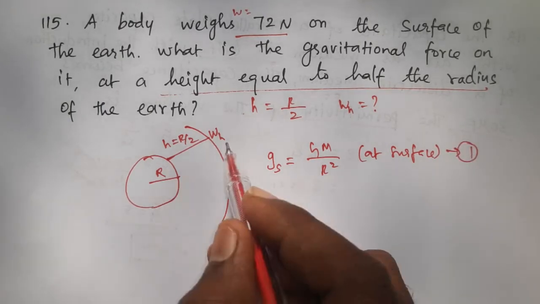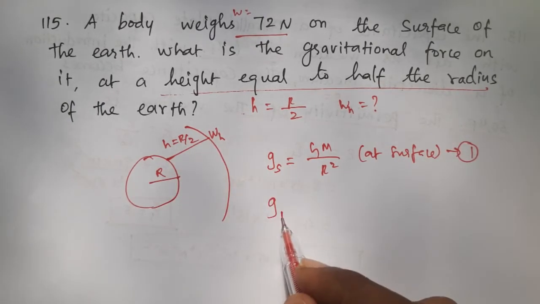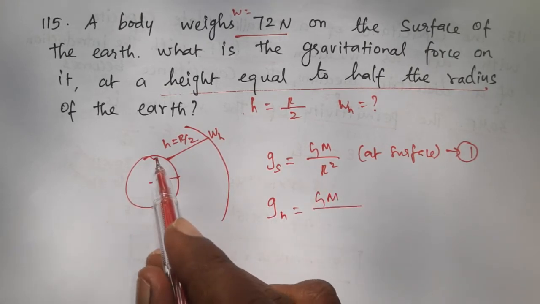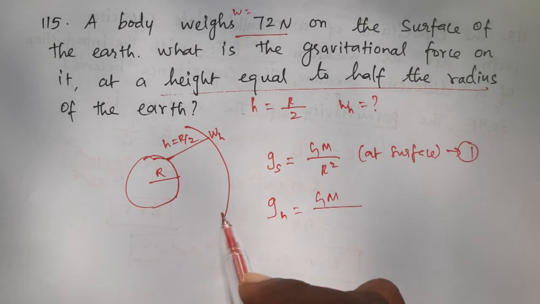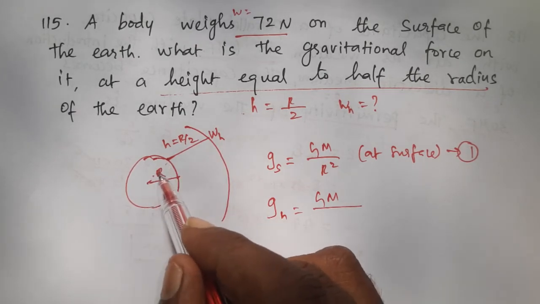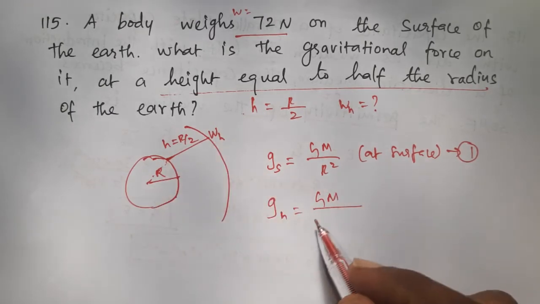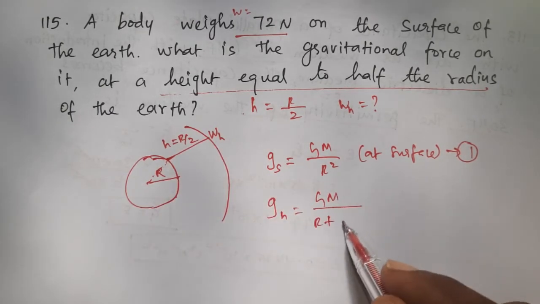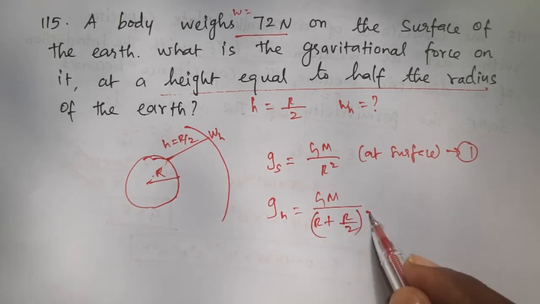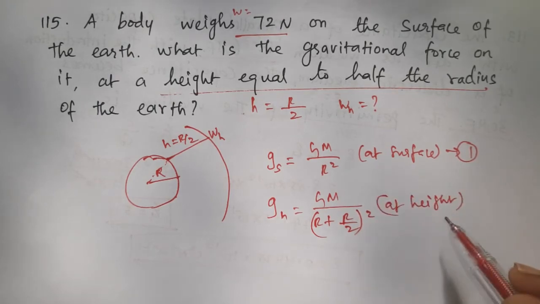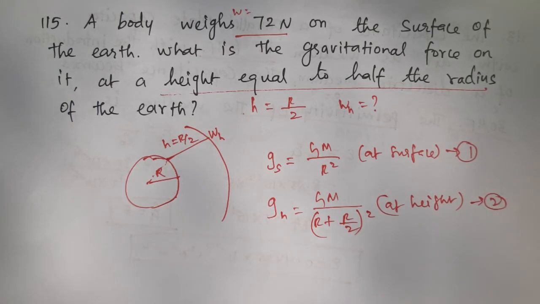Next, at this particular height, gh is equal to GM by, on the surface it was R, but at this particular height the distance is from the center of the earth. From the center of the earth, R and R by 2 will be included. So R plus R by 2 whole square. So at height. Let it be equation 2.